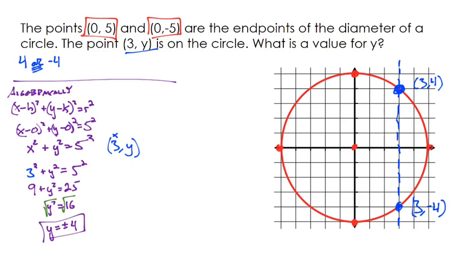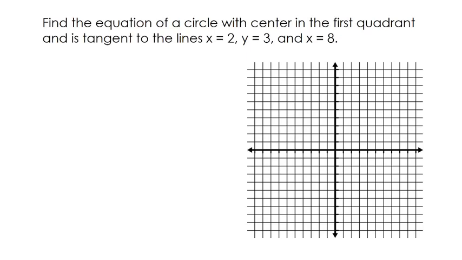Let's do one more problem. Find the equation of the circle with a center in the first quadrant and it's tangent to the lines x equals 2, y equals 3, and x equals 8. So let's kind of draw these lines.